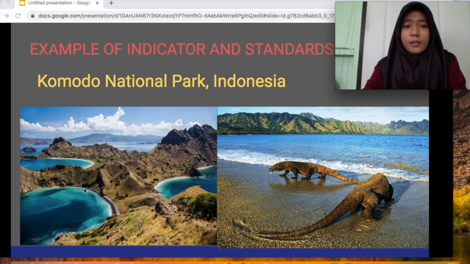This is an example of indicators and standards in Komodo National Park, Indonesia. The management at Komodo National Park developed a comprehensive list of indicators and standards for a wide variety of possible visitor activities in this park, including wildlife viewing and interaction with the local community members.